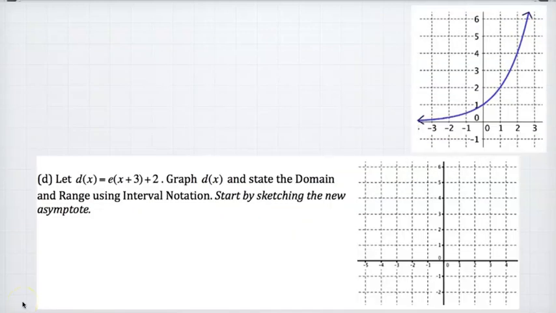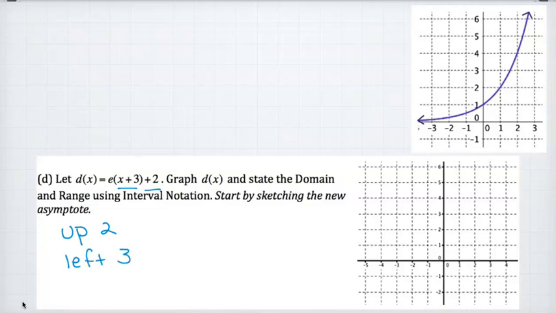Here's our new function d of x, and it is going to be made by transforming or translating e of x. All right, so the two things that I have done to e of x is on the outside here, I have moved all the y values up 2. All right, it's happening on the outside, it happens just like you think. On the inside, I'm taking all the x values and moving them left 3.